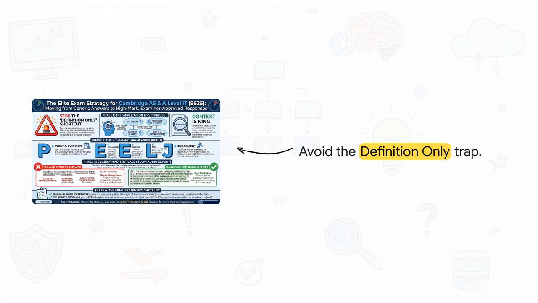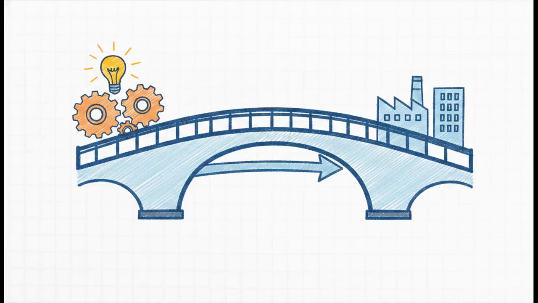The scenario isn't just background decoration. It is the absolute core of your answer. Context is king here. Every single point you make has to stay strictly within that scenario's constraints. So what's the fix? How do we systematically avoid this trap every single time? Well, enter the Peel-J Answer framework.